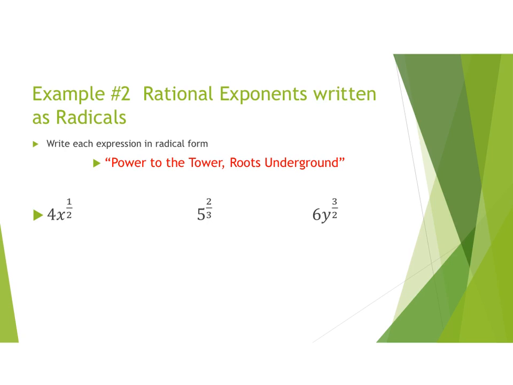Example 2, rational exponents written as radicals. We are going to rewrite these rational exponents into a radical form. To do this, there's a fun saying to remind us how. Power to the tower and roots underground. Well, we are going to use the word power and roots to help us figure out how to do this. Power to the tower means it's the one on top. Well, the number on top in the first example is 1. So that's our power. Roots underground, meaning the bottom. The bottom number is the 2, so that's our root.